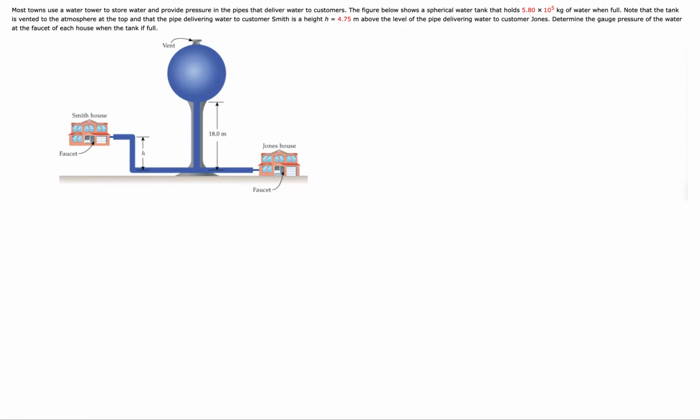customer Jones. So they're at different elevations, and we want to find what's called the gauge pressure of the water at the faucet of each house when the tank is full. First thing to figure is that since this thing is vented at the top, we're going to have an atmospheric pressure at the top. It's in contact with the atmosphere. And atmospheric pressure would be 101,325 pascals.